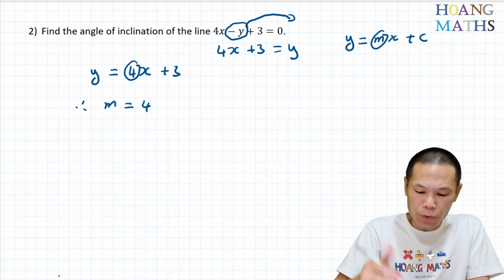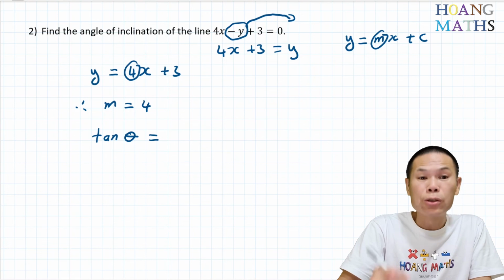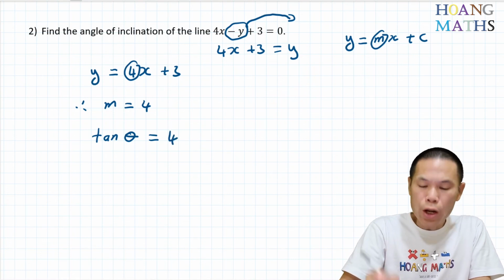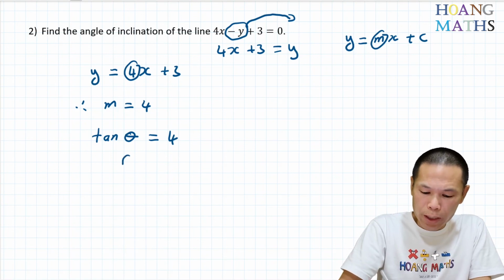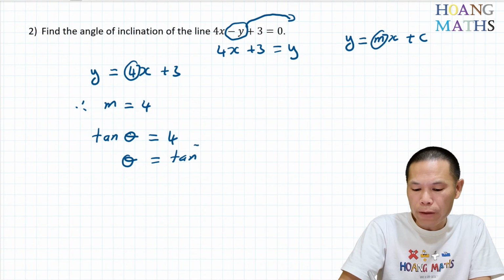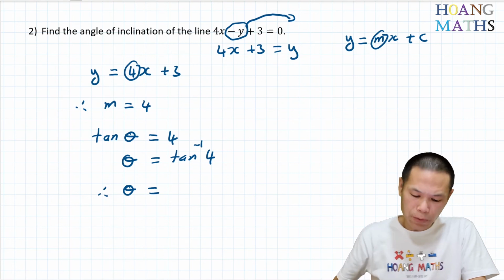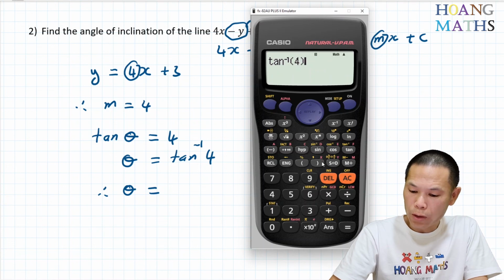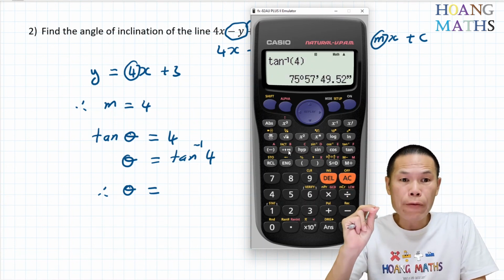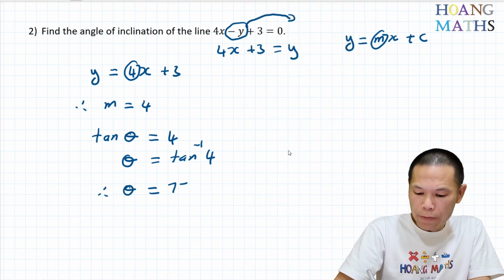We know that tan of theta is equal to m, so m is 4. And we know that the angle is acute, because it's a positive gradient. So theta is equal to tan inverse of 4. I just go inverse tan of 4, close brackets. There you go: 75 degrees and 58 minutes.